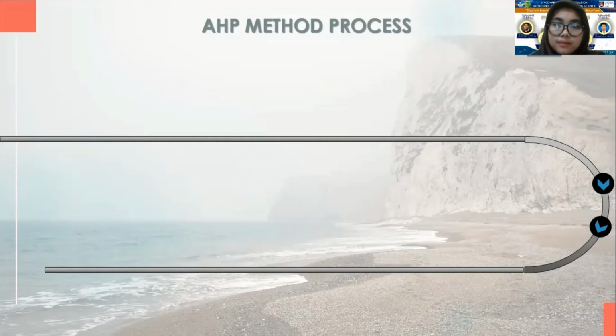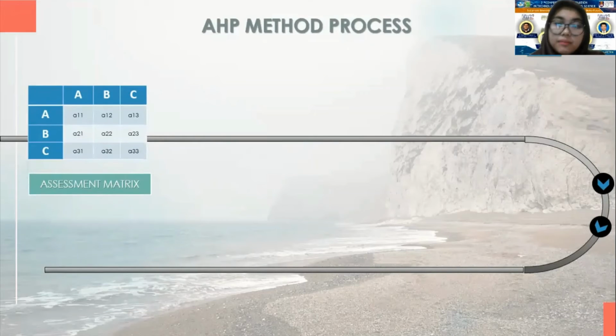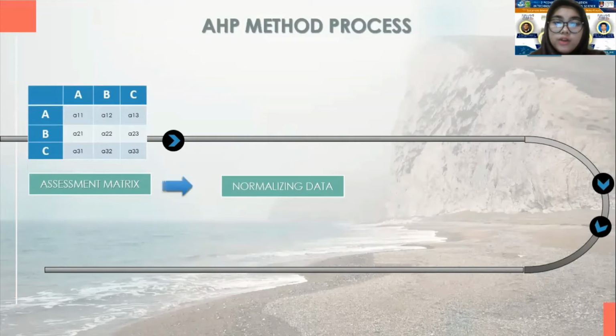The first step that must be taken for the assessment matrix is to compile a pairwise comparison, then transform it into a pairwise comparison matrix for numerical analysis. The pairwise comparison scale uses a scale from Saaty. The second is normalizing data.